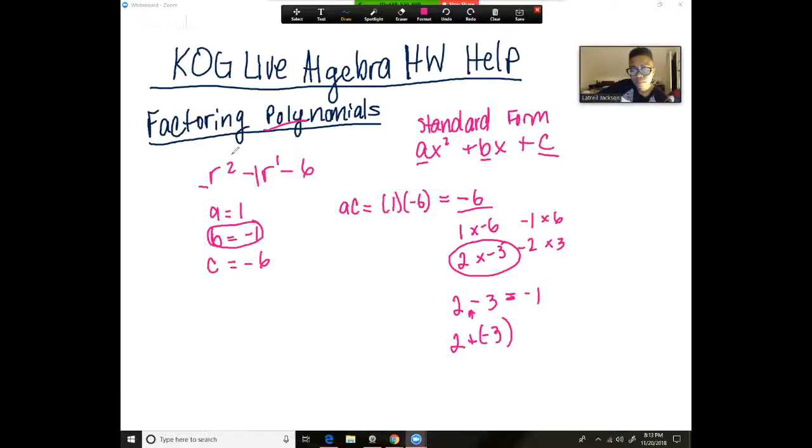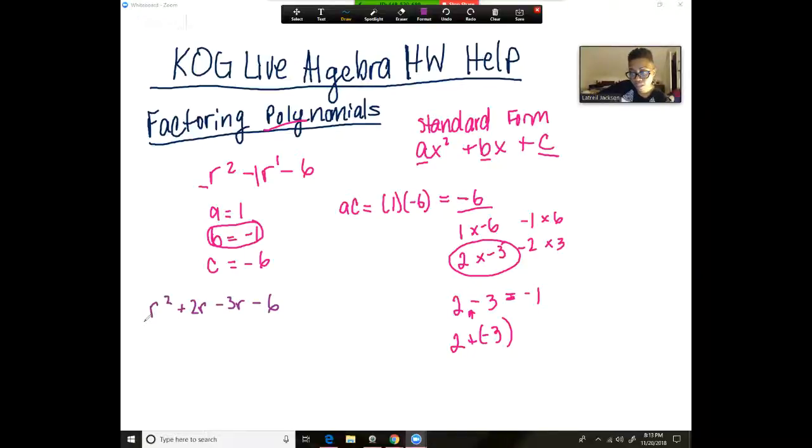So we're going to go back to this polynomial. Let me change the color since we're on another step. Instead of writing -1r, we're going to rewrite the b, or the middle term, using our new numbers that equal -1, 2 and -3. So we're going to write plus 2r minus 3r. Okay? 2r minus 3r is -1r. So therefore, this is correct.